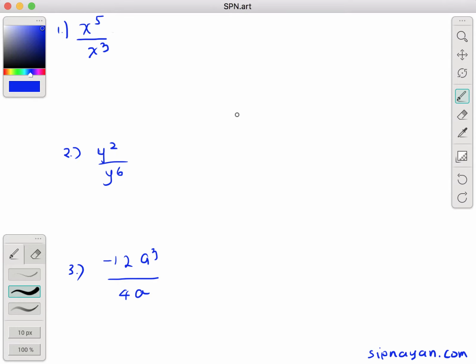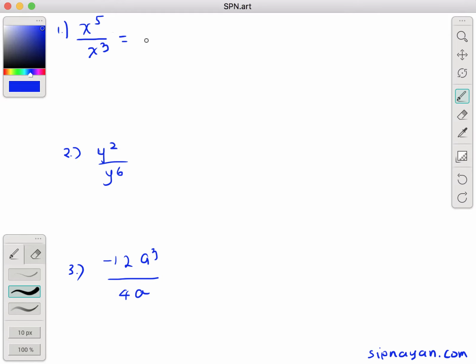So in this video, magsisimula tayo ng tutorials natin on division. Kung sinusundan nyo itong series natin, natapos na natin yung addition, yung subtraction, tsaka yung multiplication. So this is the first video on division. So let's have our first example. What is x to the fifth divided by x cubed?